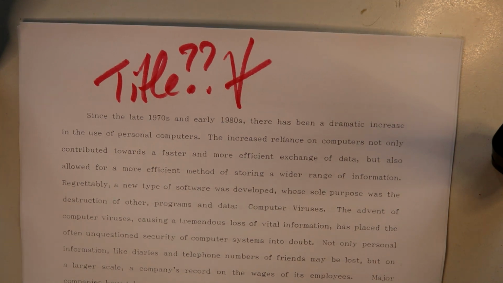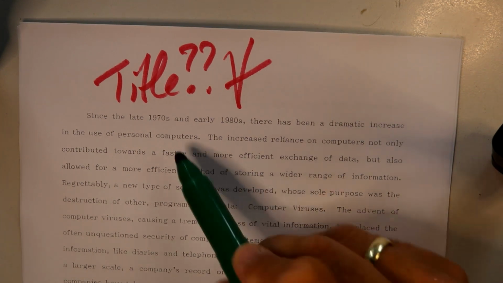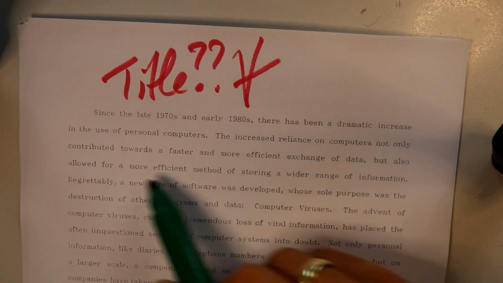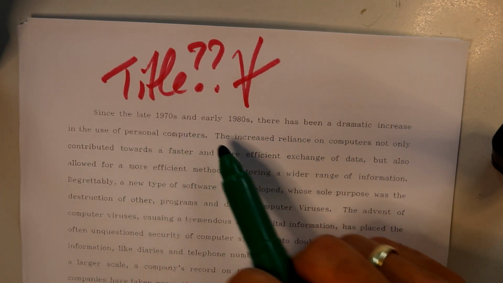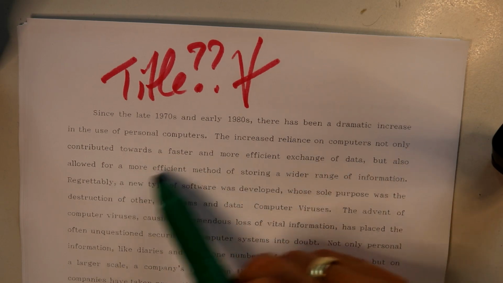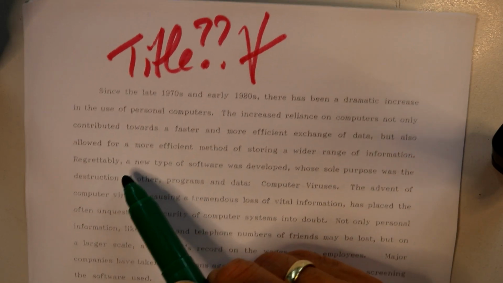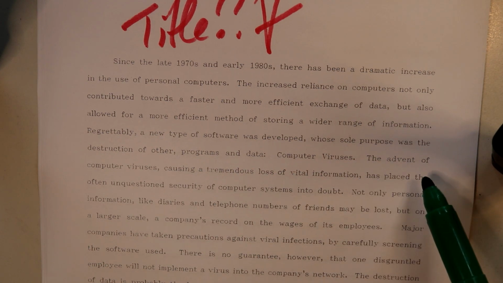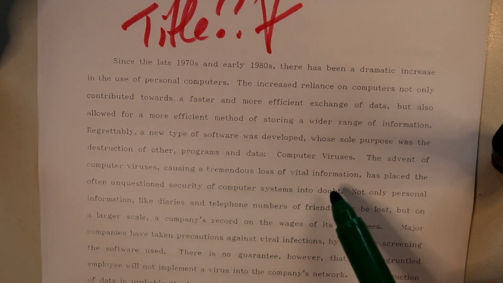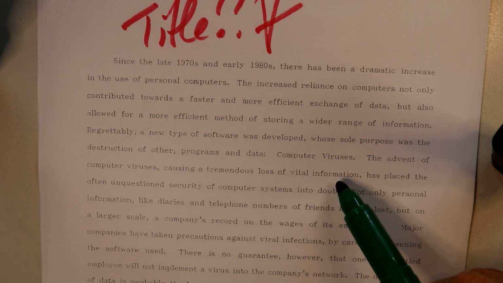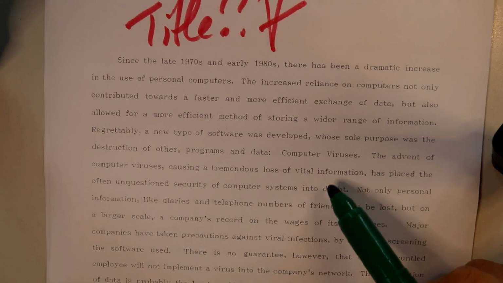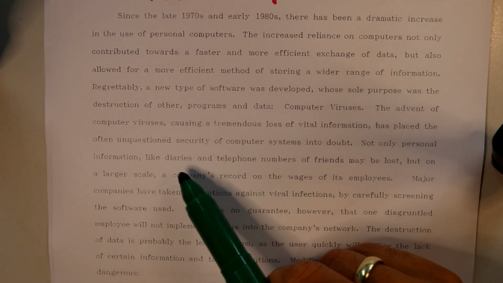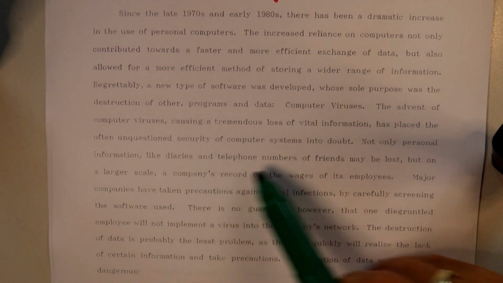So I'm already at: since the late 1970s, 1980s, there has been a dramatic increase in the use of personal computers. No kidding. The increase, blah, blah, computers, blah, blah, rearrange. Where's the research question? Regrettably, who cares? It's evaluation, which is not relevant. The advent of computer viruses is causing tremendous loss of vital information. This reads like a textbook and not like an extended essay, but okay, that's simply the style of the student. I don't want to criticize that. I'm just looking for the research question.